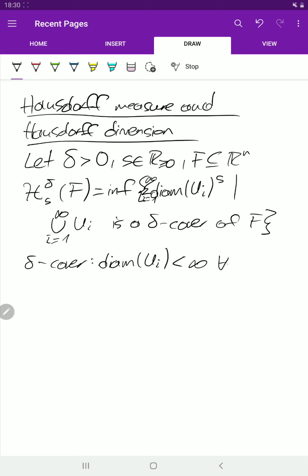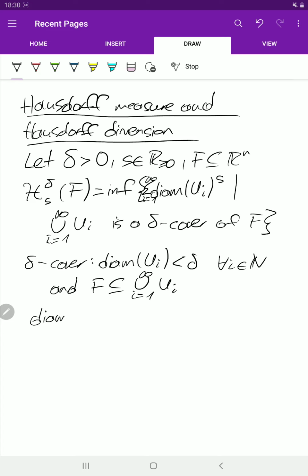So this just means that the diameter of all sets is less than delta, for all positive integers i, and that it covers F. So we want F to be a subset of this union. Okay, so that's it.